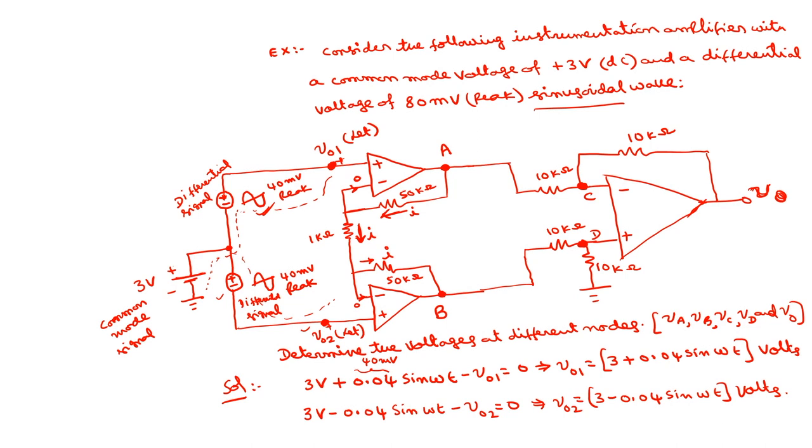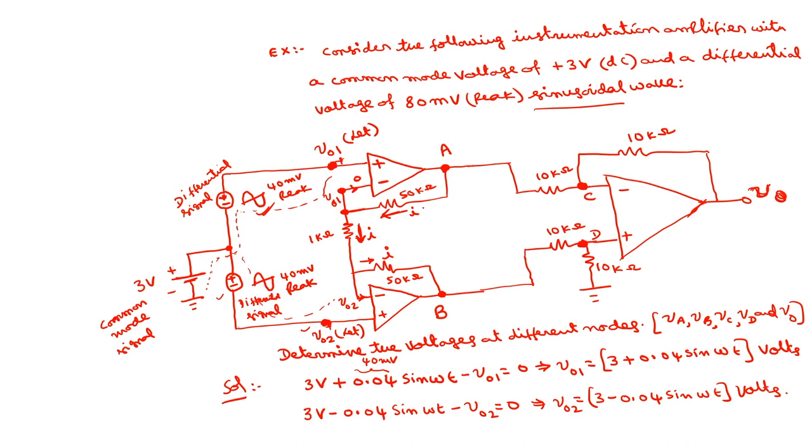So what will be the expression for VA now? This is V01, because of the ideal op amp, the voltage at the inverting terminal is equal to the voltage at the non-inverting terminal. This is also V01. This is V02, so this is also V02. This current is 0, but the voltage here is V02. So the voltage here is V01, and I want to find out VA.